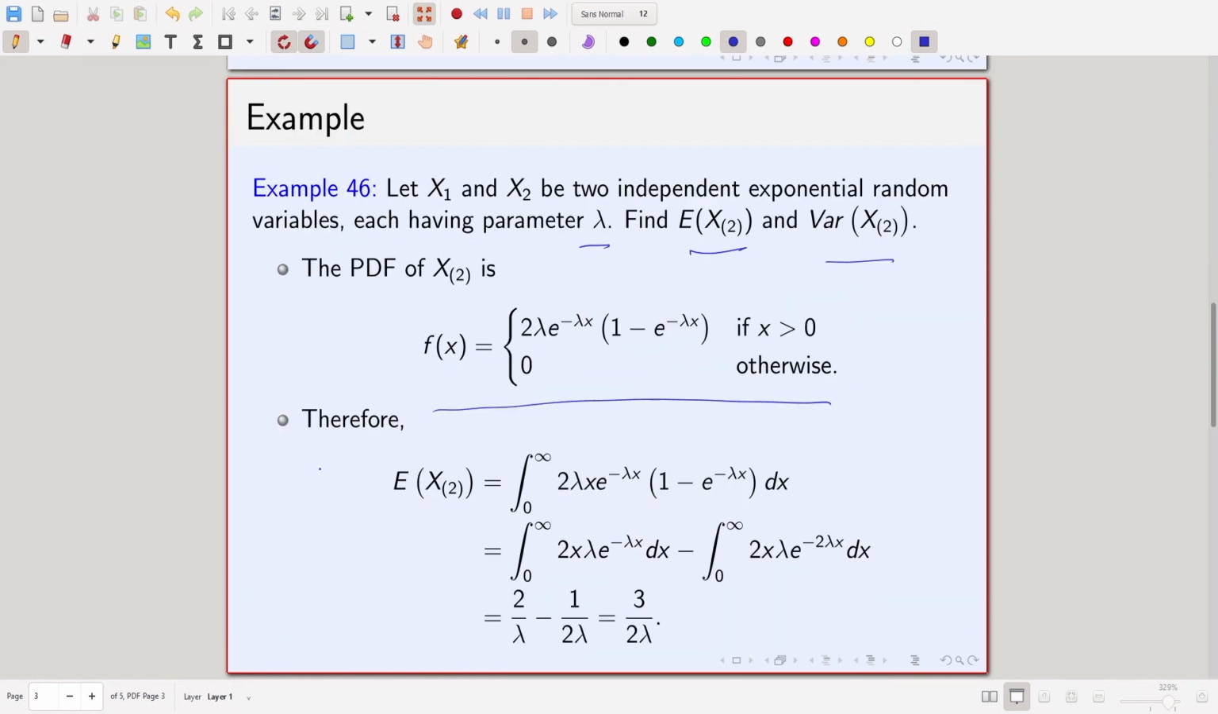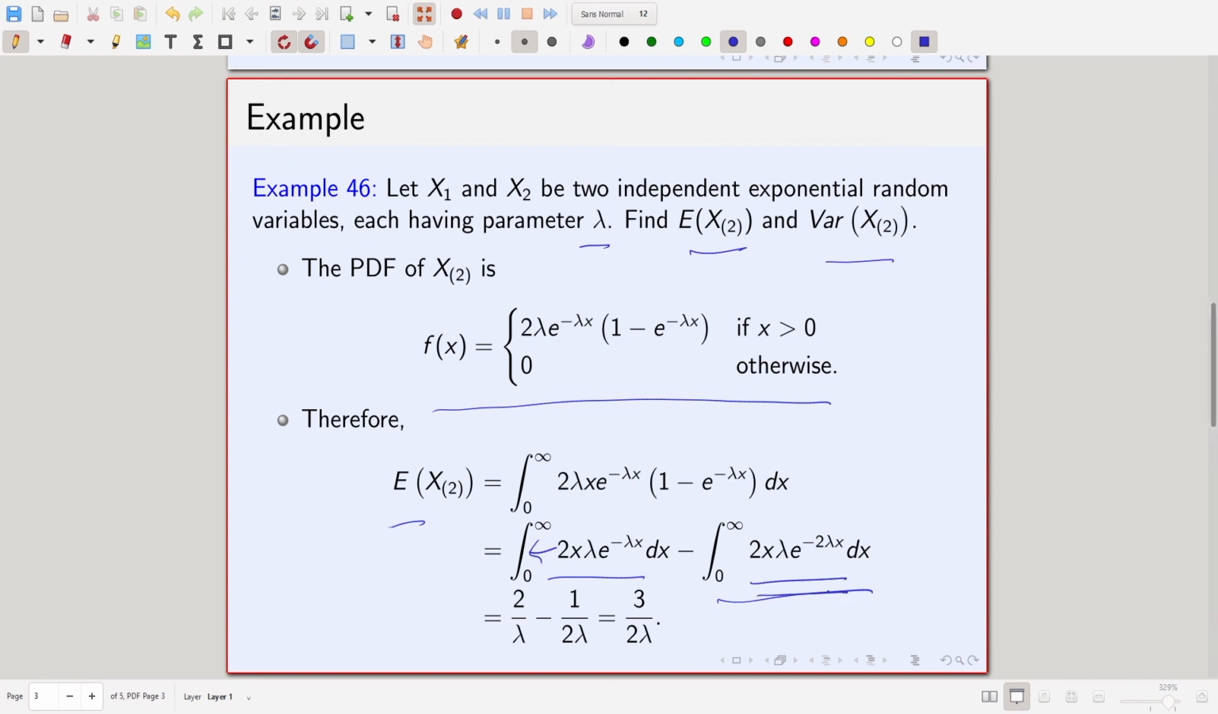Fine. Now, once I have the density, I can calculate the mean and the variance. To find the mean, we just integrate the density from 0 to infinity multiplied by x. Now I just separate it, and if you take this 2 outside, this is just the integral from 0 to infinity of x lambda e to the power minus lambda x dx, that is nothing but the mean of an exponential random variable with parameter lambda, so that is 1 over lambda, but since you have this 2, you get 2 over lambda.